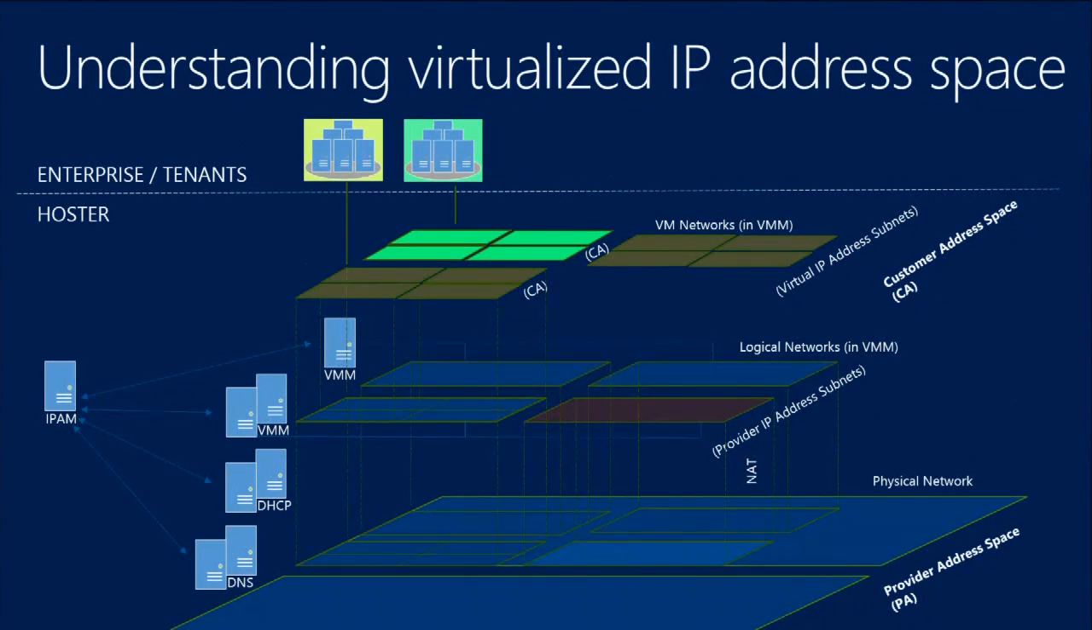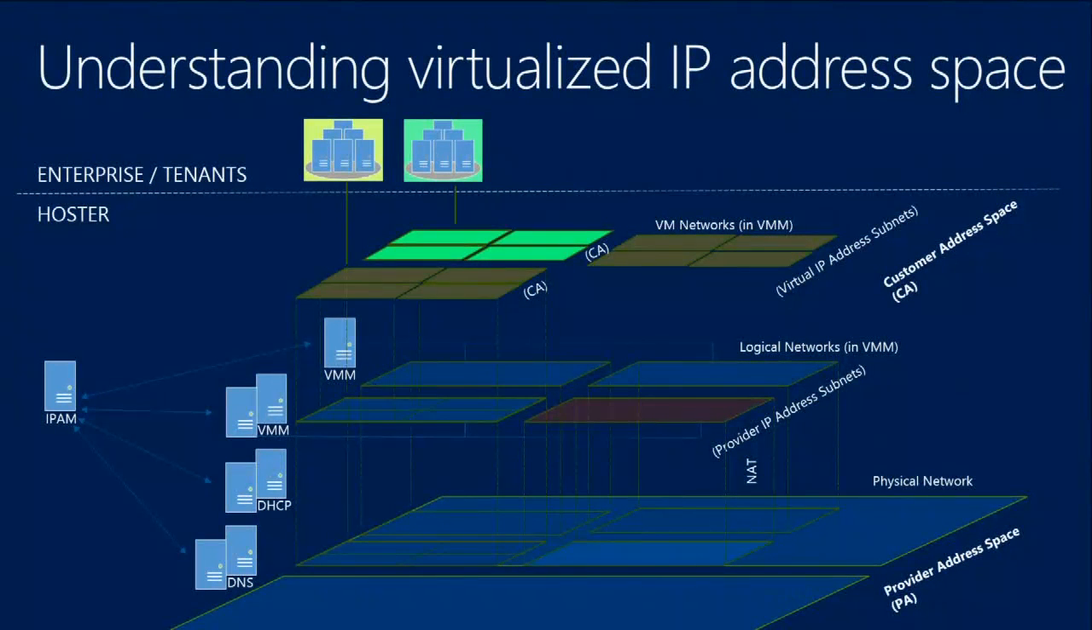On top of that, you have a customer network or tenant network, which is referred to as the VM network in VMM, and the IP address space used for these VM networks is the customer address space, also referred to as virtual IP address subnets. So essentially, you have this concept of layered networks. These are customer networks which are layered on top of the actual provider or physical network.